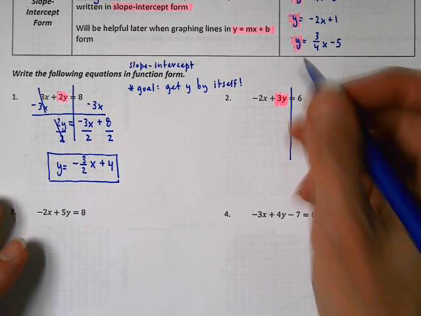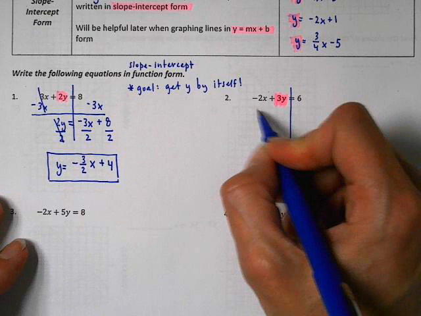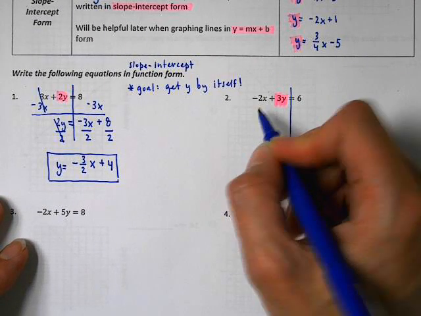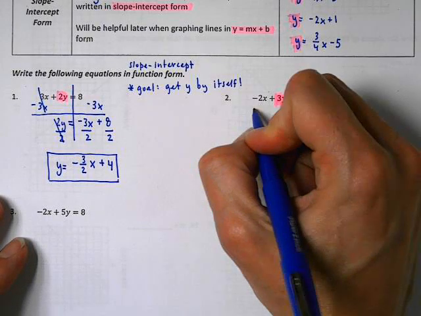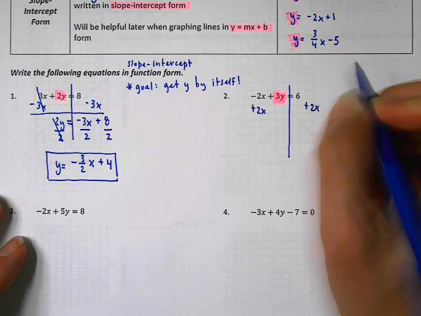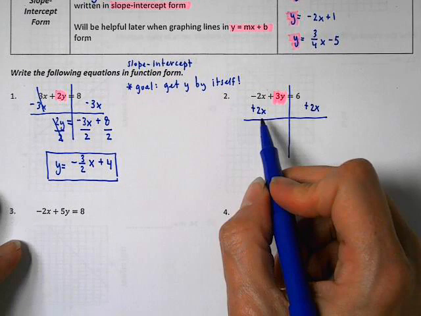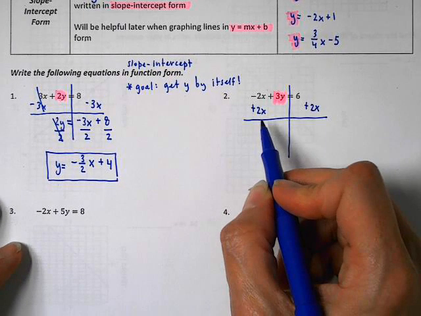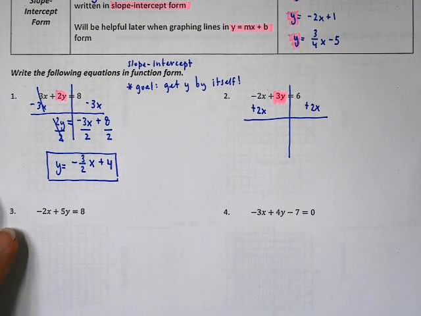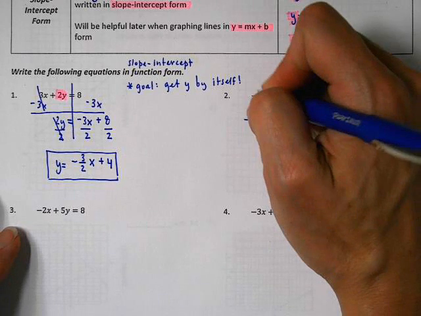So what I'm going to do is I need to move this negative 2x over. I want to get that away from the y. Since this is a negative, I'm going to do the opposite and add 2x to each side. Again, I wrote my x to show that I'm adding 2x, and I put this off to the side to remind myself that I just can't add those together. So this is going to cancel.